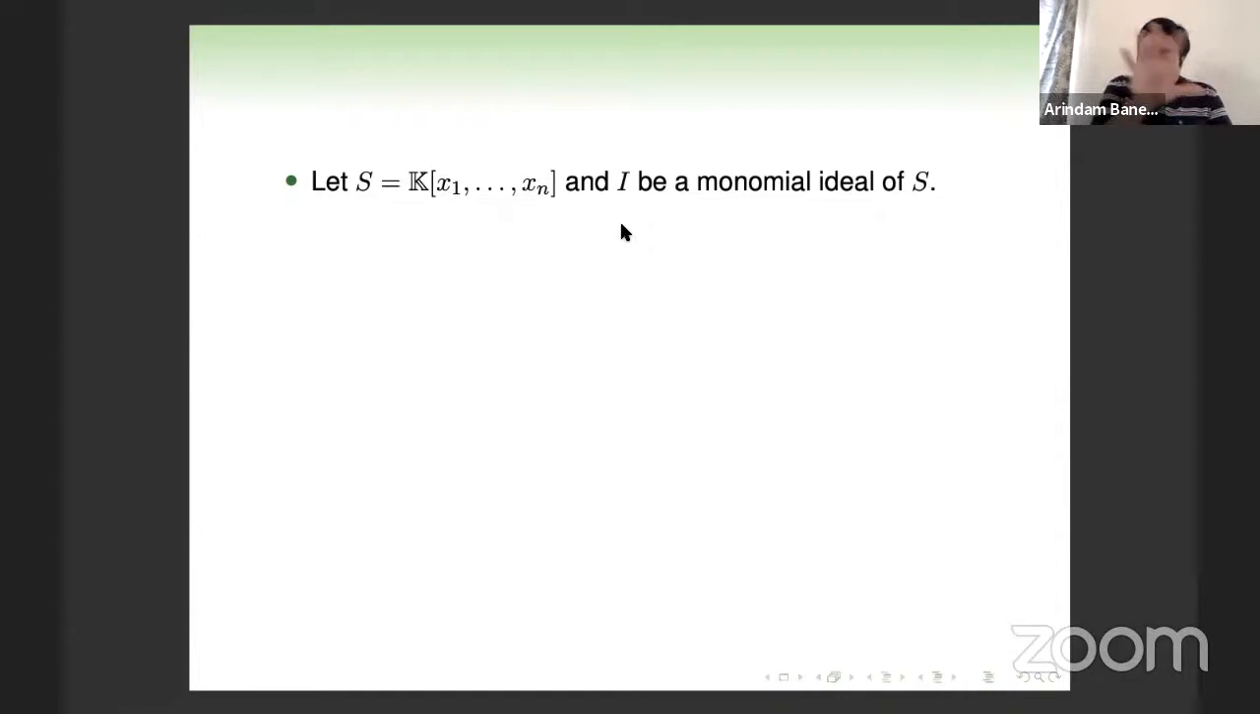In this area, the field becomes important for certain results. Field becomes important in the sense of the characteristic of the field, that is, the minimum number n such that 1 plus 1 plus 1, n times, equals 0. That number becomes important, but not for today's talk or Yogesh's talk. So let I be a monomial ideal in this polynomial ring.